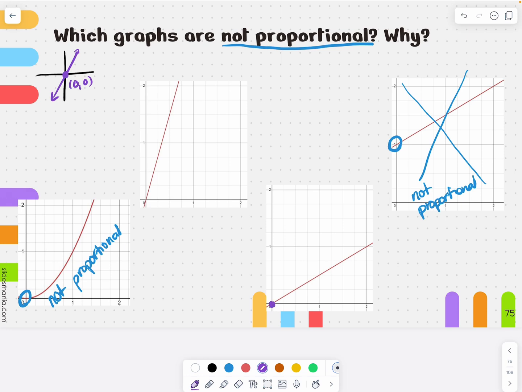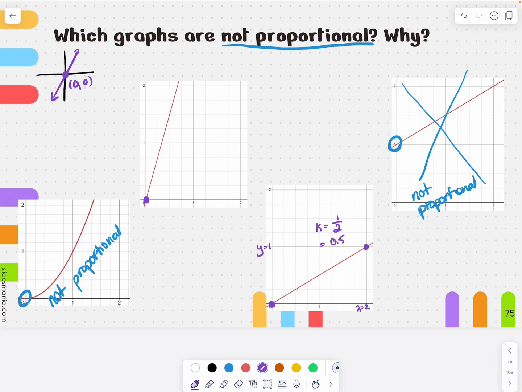This goes through 0, 0. This goes through 0, 0. So both of those two middle ones are proportional. And if you want the constant of proportionality, you can find a point. There the y is 1, x is 2. So for your constant of proportionality, you can take your y value, divide the x value, and you get 1/2 or 0.5. We'll see that in a little bit.